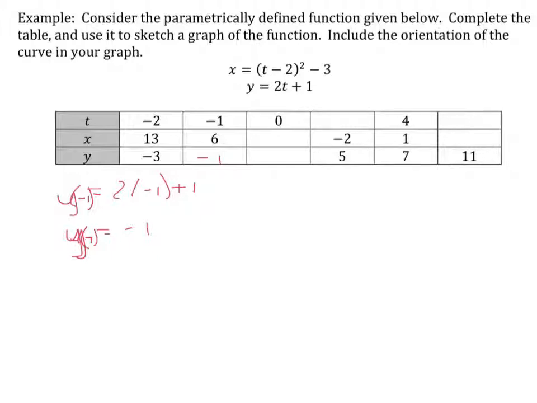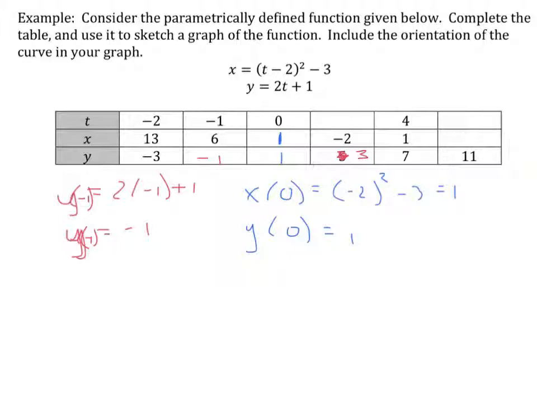Right? So the next one over is when we're working with 0. So when I do x of 0, I get -2 squared minus 3, which is 1. When I do y of 0, I end up with 1, so we can put in 1 there. So I just realized that I have a mistake in the setup of my problem. This 5 here needs to be a 3. So change that before we move on to the next step.